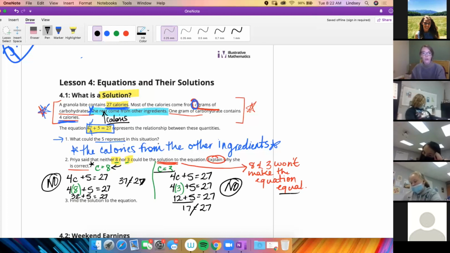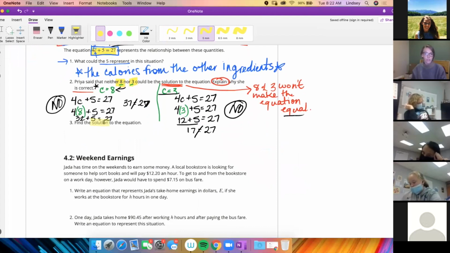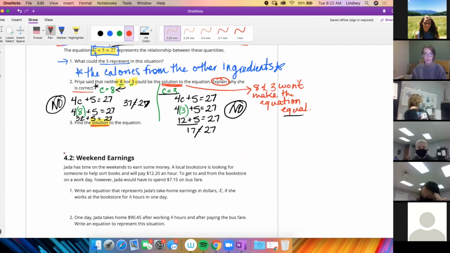Okay, so right here on number 3, it says find the solution. So how do we find a solution to a problem? What is it wanting to know? If it's asking us to find the solution, what would make it equal? Okay, good. What would make the equation equal, or what would make the equation true? Good. All right, so I'm starting out with my equation.